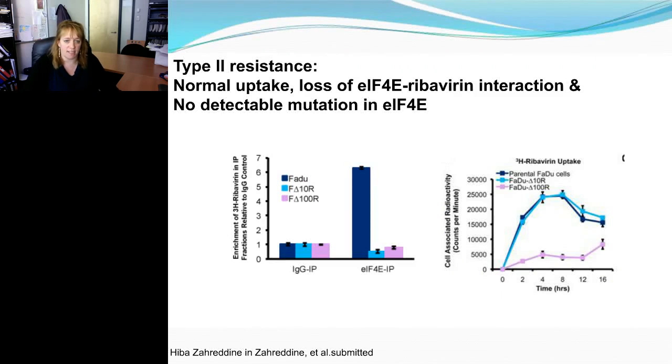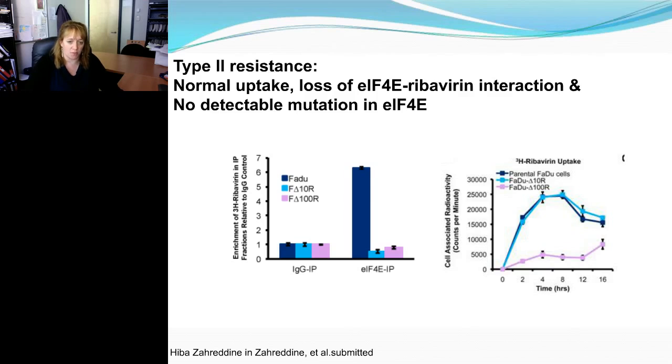Now we have a second type of resistance that we refer to as type 2. And this is distinct in that you have normal drug uptake, but you have a loss of the EIF4E ribavirin interaction and no detectable mutation in EIF4E, nor are there changes in EIF4E levels. So let me show you the 4E ribavirin interaction data.